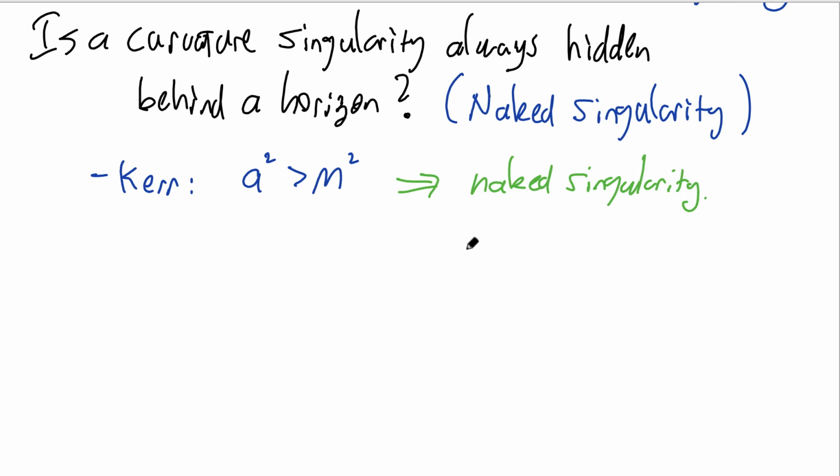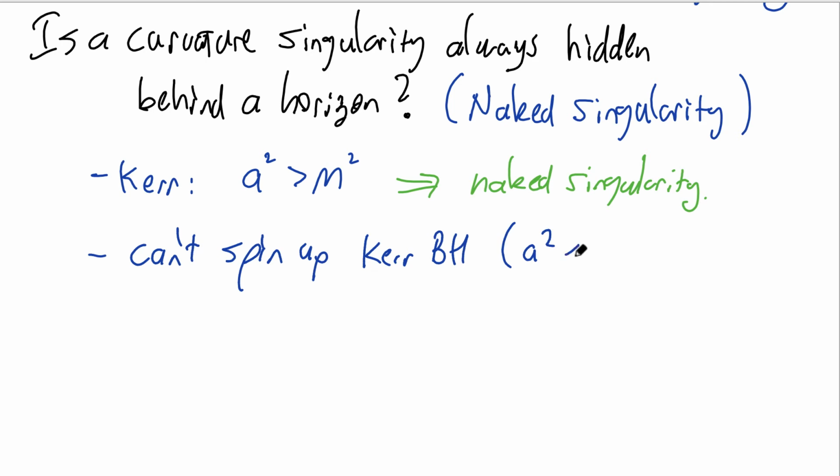So we have evidence from both theoretical and numerical studies that a naked singularity won't form from natural physical processes. So for example, you can start with a Kerr black hole with a squared less than m squared and try to spin it up by throwing in matter with a lot of angular momentum. And invariably what happens is it doesn't work. You can increase the angular momentum, but you also increase the mass in such a way that a squared always remains less than m squared. So it appears that you can't spin up a Kerr black hole, that would be a black hole with a squared less than m squared, to produce a naked singularity.